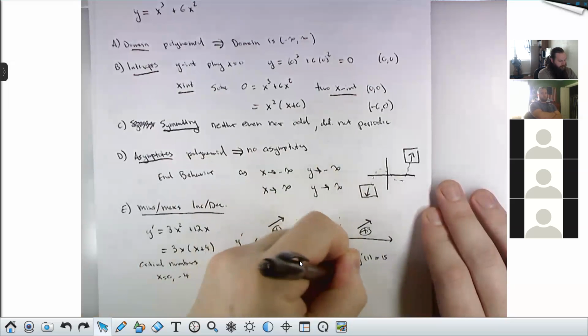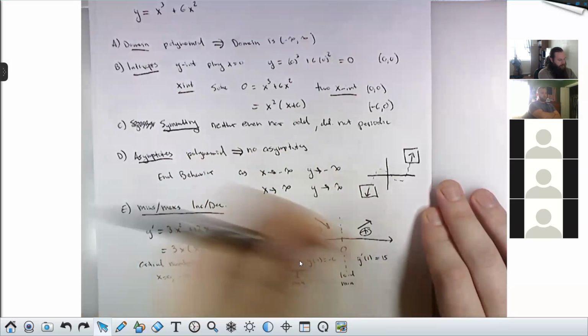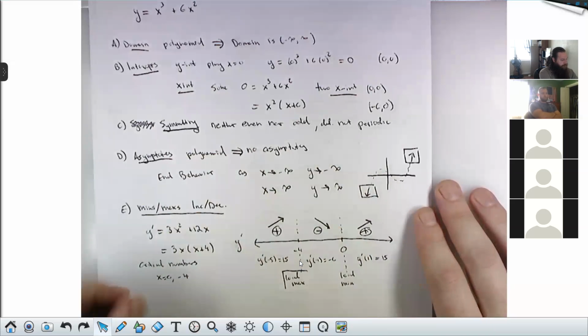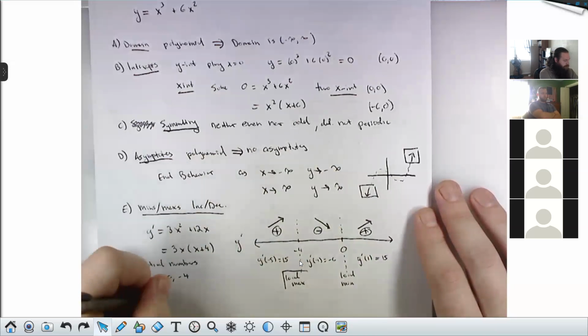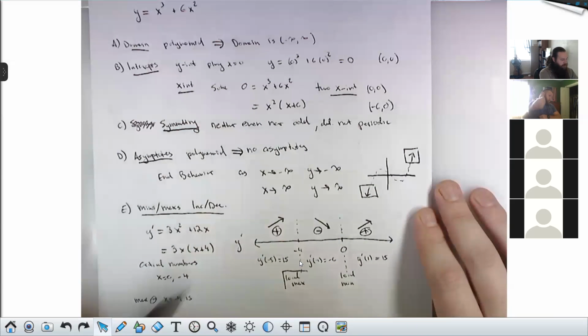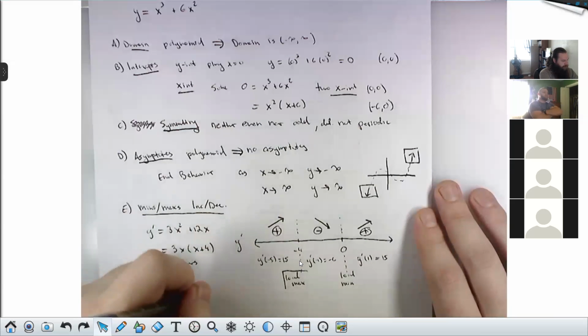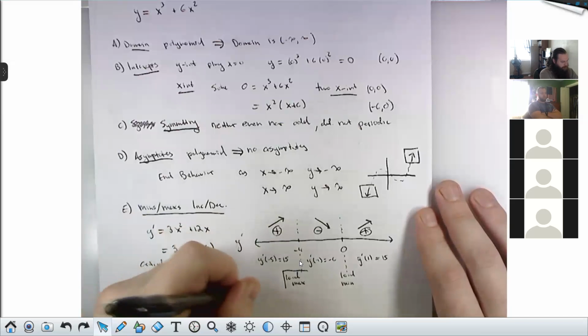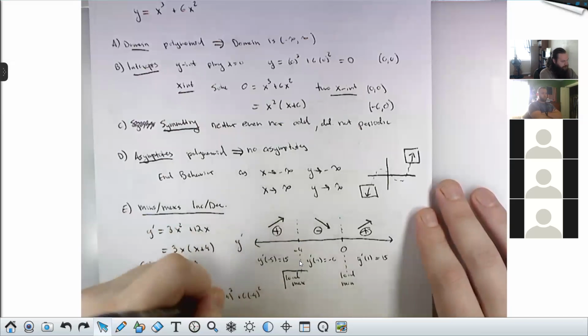And we have a local min here. And I'd like to find the min and max values. So the max at x equals -4 is, I just come back up to the original and I plug in -4. y equals -4 cubed plus 6 times -4 squared.